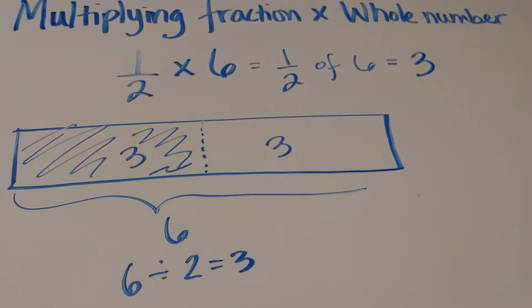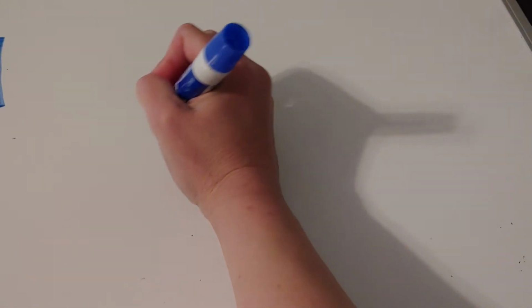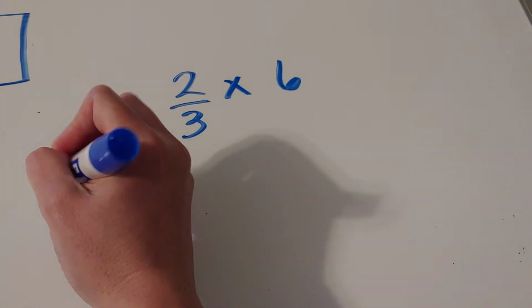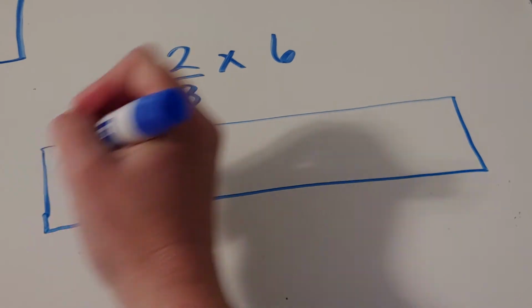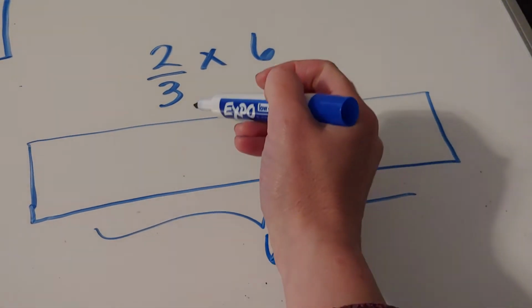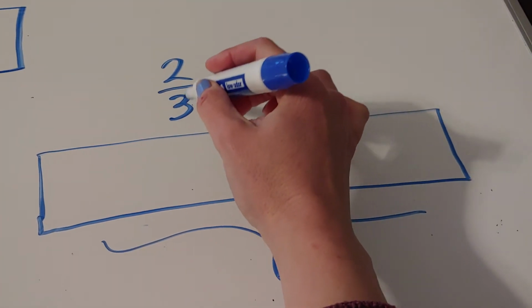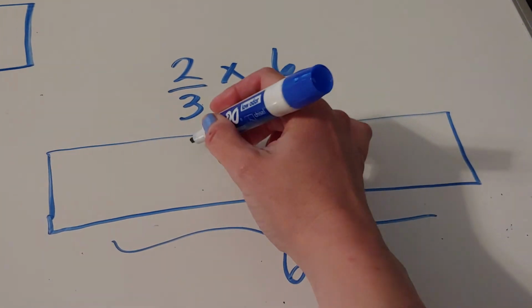All right, let's do another example. What if I was going to do 2/3 times 6? To start this picture off, we're going to draw one tape diagram again to represent a total of 6. Now, the denominator tells me how many equal chunks to chunk it into. So I want to chunk it into 3 equal parts.